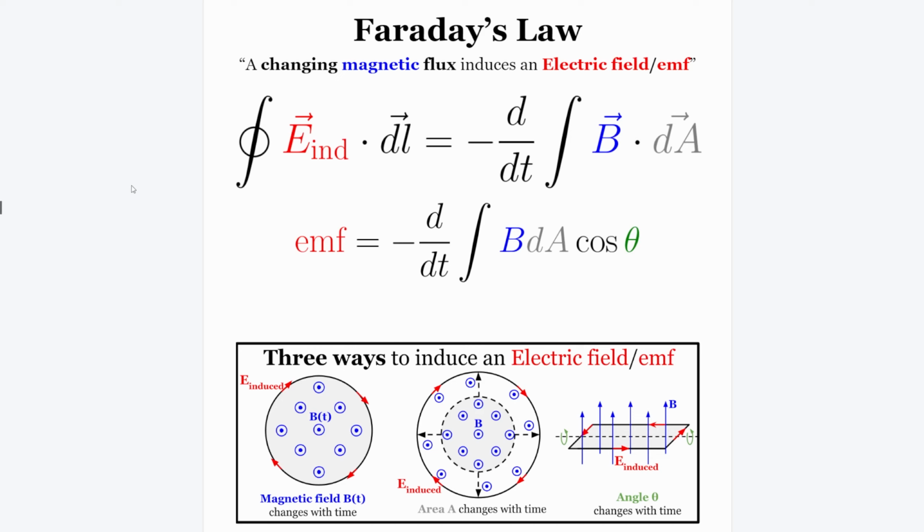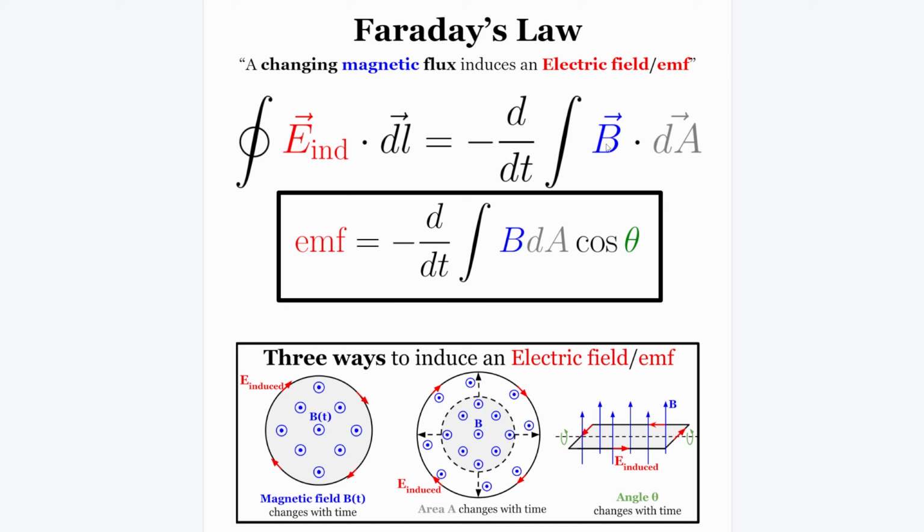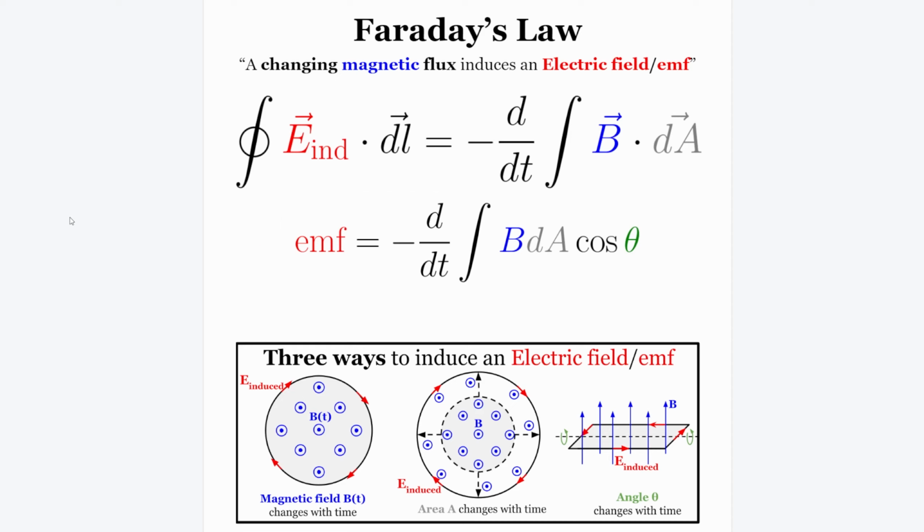This is the easier version than the top one I just showed you of Faraday's Law, but it's still pretty gnarly. There's an integral here. And you might be like, wait, I don't know what this angle means. What do you even mean by that? So this angle is the angle between the magnetic field and the area.